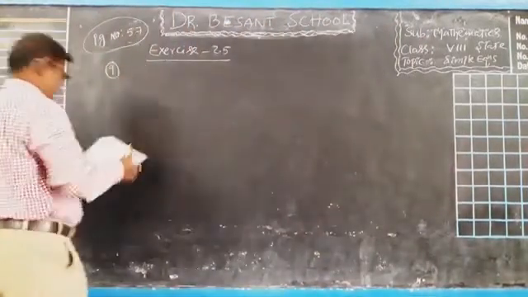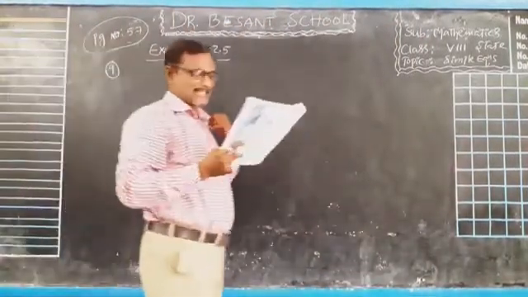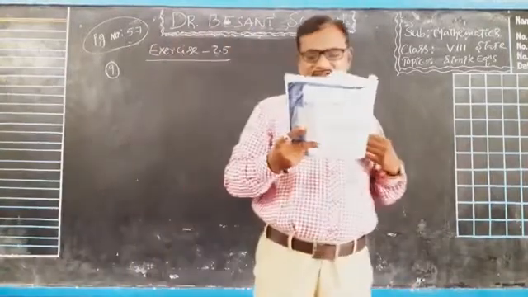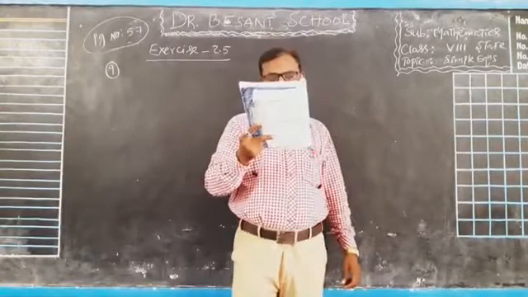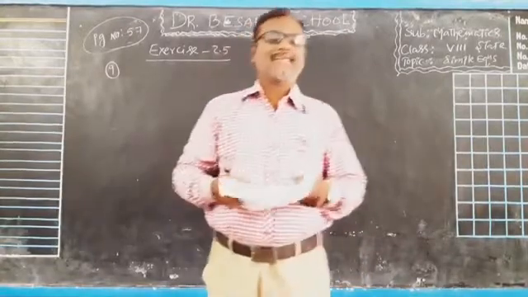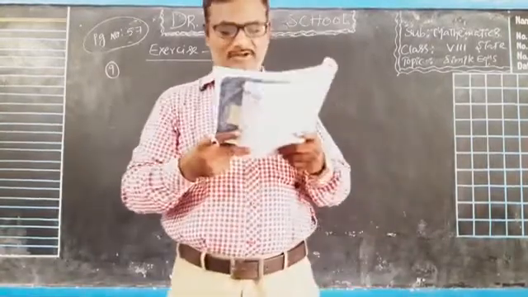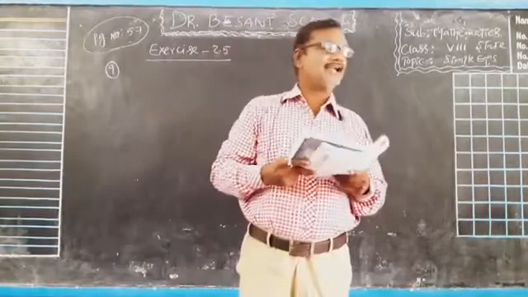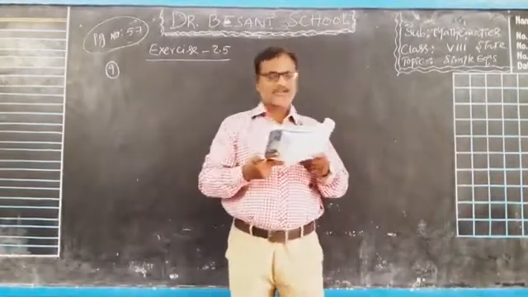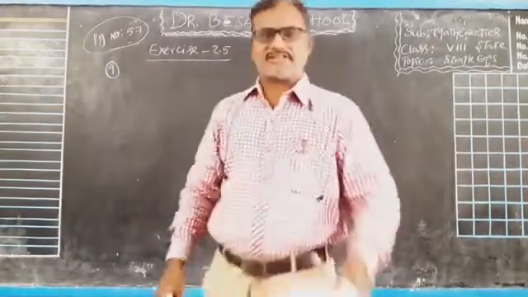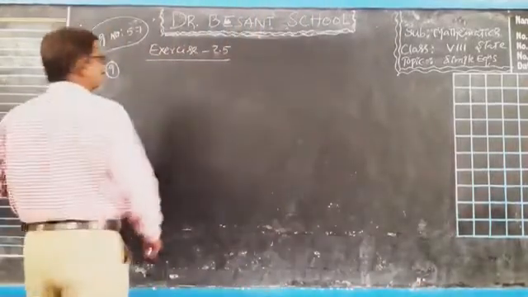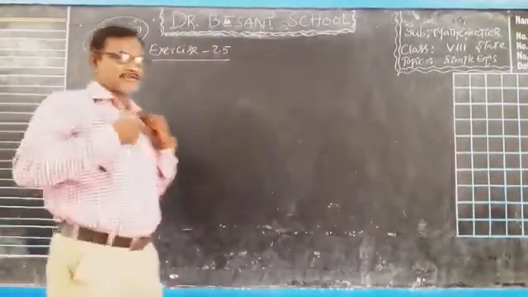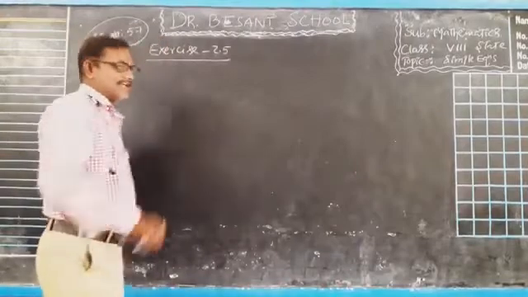A and B together can finish a piece of work in 12 days. If A alone can finish the same work in 20 days, in how many days can B alone finish it? A and B can do the piece of work in 12 days. A alone can finish the work in 20 days. In how many days can B alone finish this work? This is the problem.